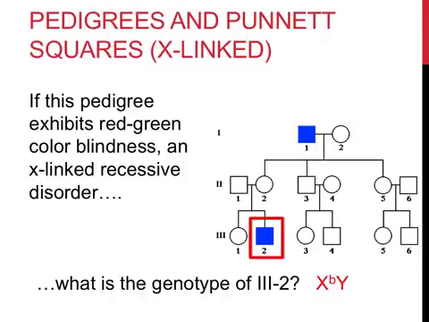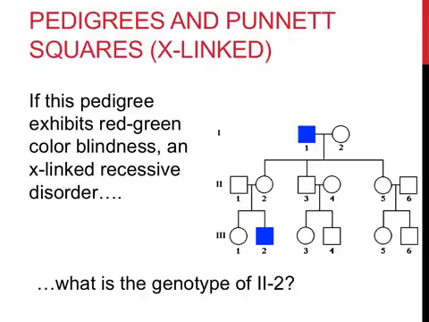Males only have one X chromosome, and their other sex chromosome is a Y. As a result, Roman numeral 3-2 would have the genotype X lowercase b Y, as shown in red here, since he shows this particular recessive disorder.